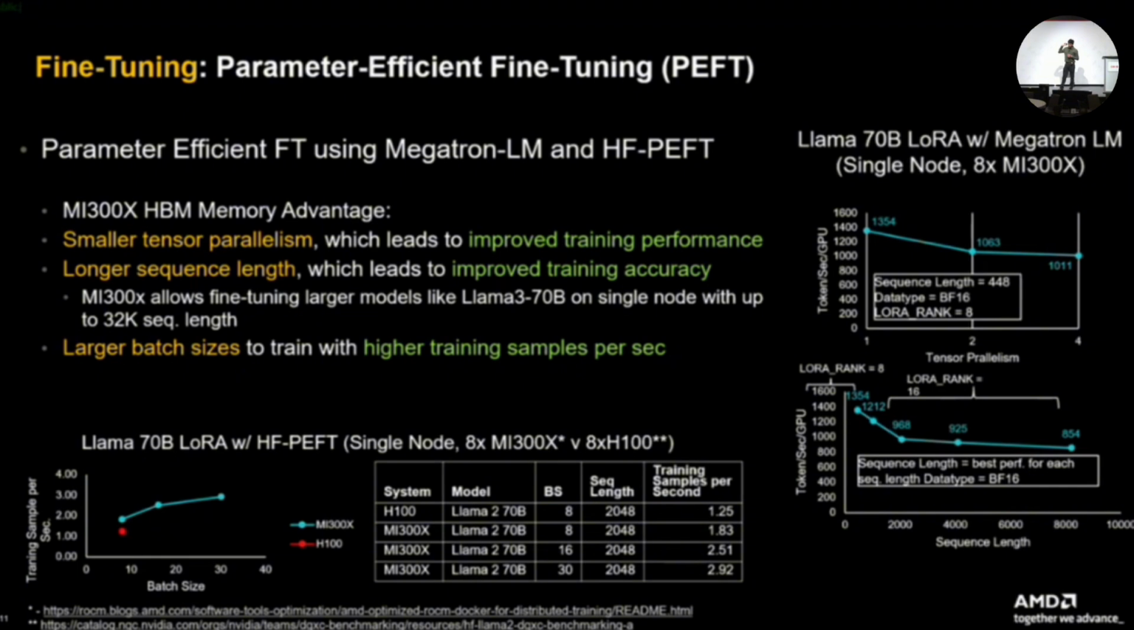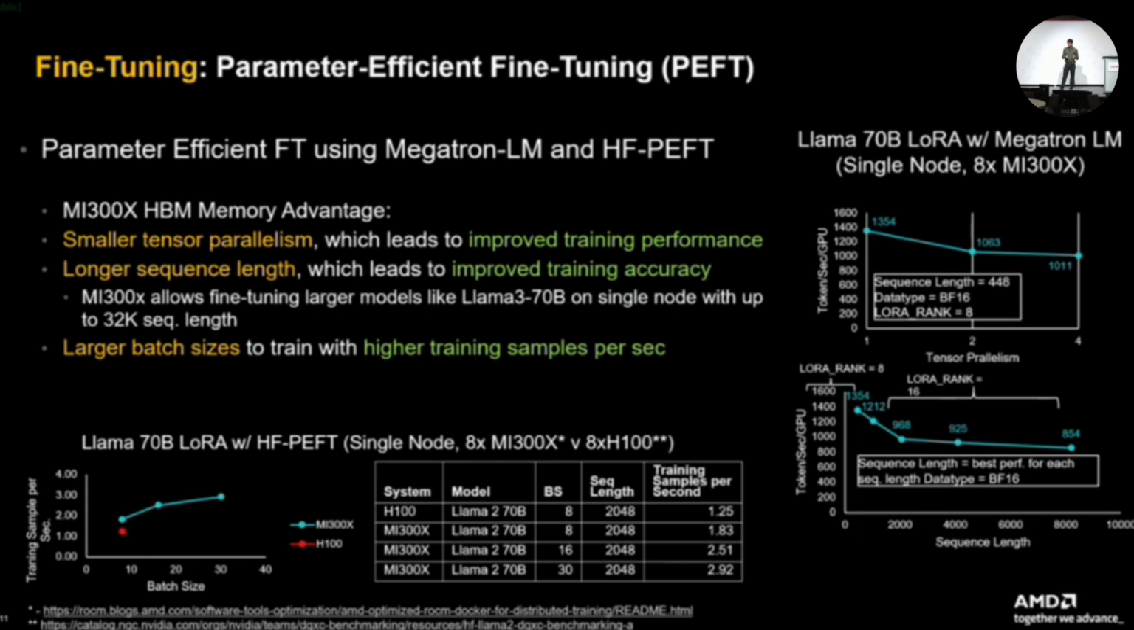Similarly, on the right, I'm showing a couple of examples where you have a rank of 8 LoRA that can fit on H100. But because you have additional memory, you can think about increasing your rank. Like you can make it rank of 16 or further and continue training on a single MI300 node. Or on the other end, you can also start increasing your sequence length.